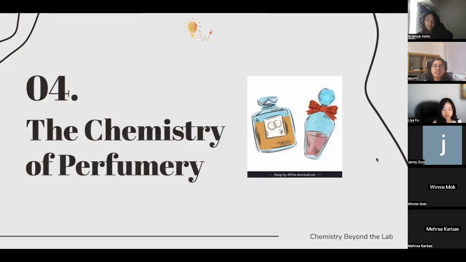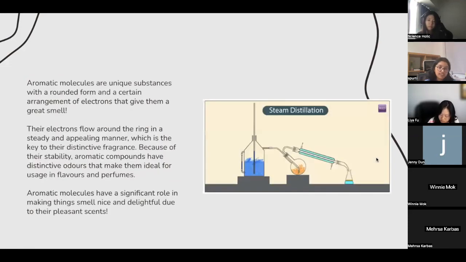So next we're going to look at the chemistry of perfumery. So aromatic molecules are unique substances with a rounded form and a certain arrangement of electrons that give them a great smell. So their electrons flow around the ring in a steady and appealing manner, which is the key to the distinctive fragrance.